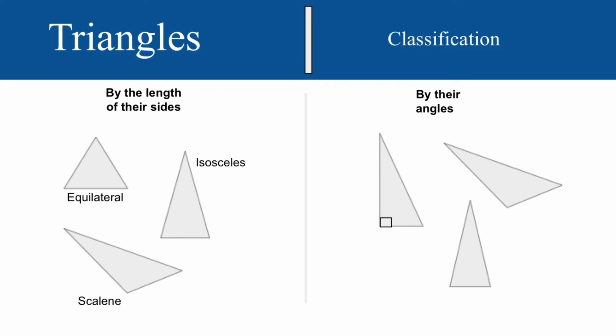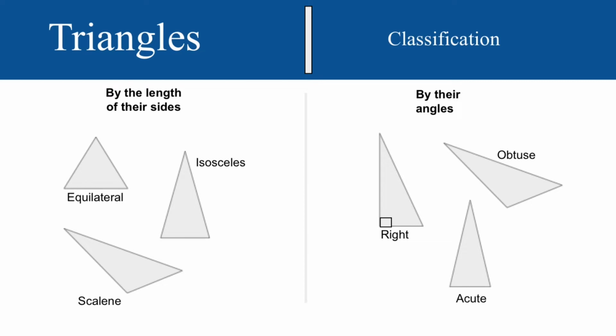The equilateral triangle is the one that has all its sides the same length. In the isosceles triangle, only two sides have the same length. And with the scalene triangle, each of the sides has a different length. Now let's look at the angles.